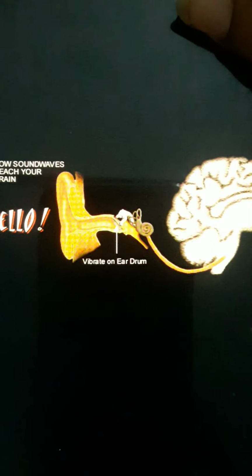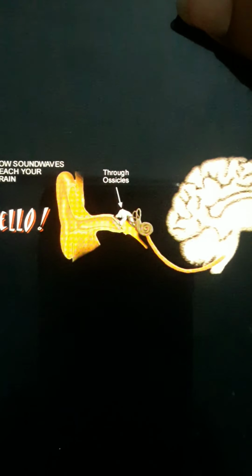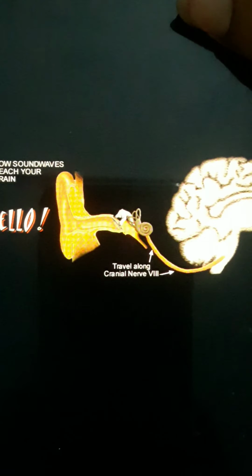So dear students, today we learned how sound waves reach our brain. First, our ear catches the sound, then it vibrates the eardrum, and then through the semicircular canals to the cochlea. Then the cochlea sends these messages and sound vibrations to the brain, and this is how our brain gets the sound, recognizes it, and then reacts accordingly.